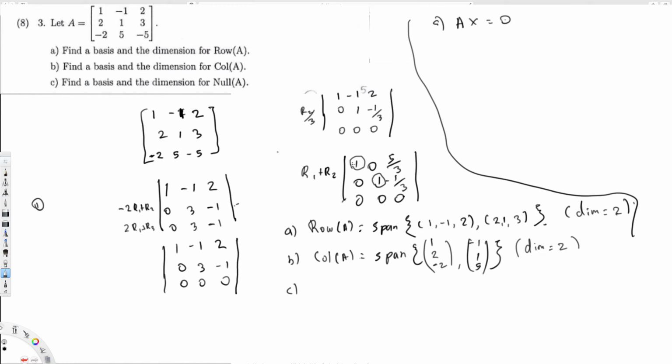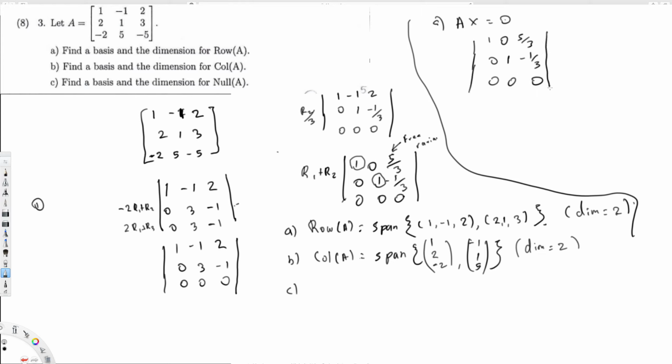Since the first column has a pivot and the second column has a pivot, the third column is going to be my free variable. It doesn't have any pivots, therefore it's going to be my free variable. So I have to write the answer in terms of the free variable. To do that, I have to bring this equation right here. It's going to be 1 0 5 over 3, 0 1 minus 1 over 3, then 0 0 0.